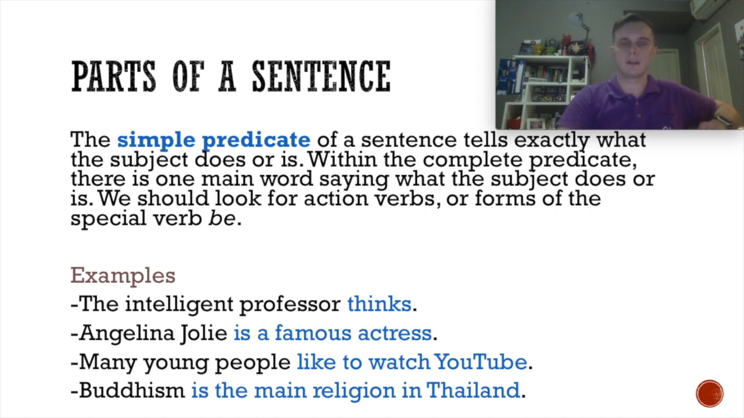But we also need to think of what the simple predicate is. So, the simple predicate is the word that tells us exactly what that subject does or what that subject is. So within that complete predicate, we're looking for one main word that tells what the subject does or is. So we're looking for action verbs, or we're looking for forms of the special verb be. So the first one, very simple. The intelligent professor thinks.